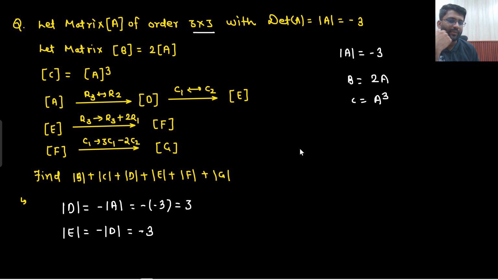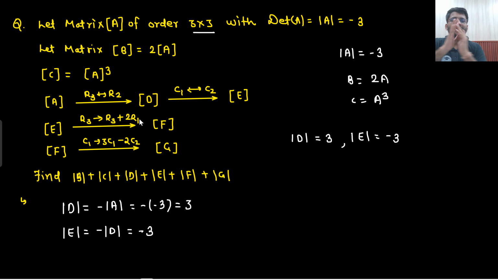Did you understand this point? From here we have got determinant of D coming out to be 3 and determinant of E coming out to be -3. Till this point everything is fine or not? If you are interchanging two rows or two columns, then their determinant will be multiplied with -1. Understandable? Now from E to F, how are you going?